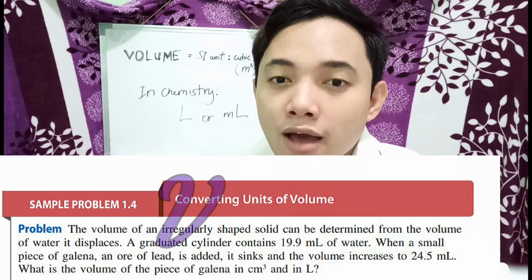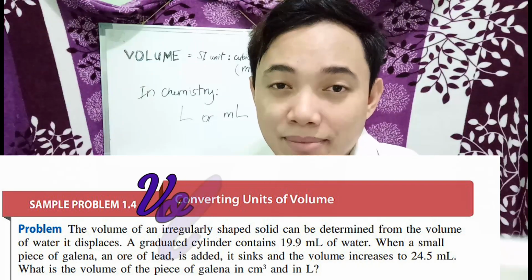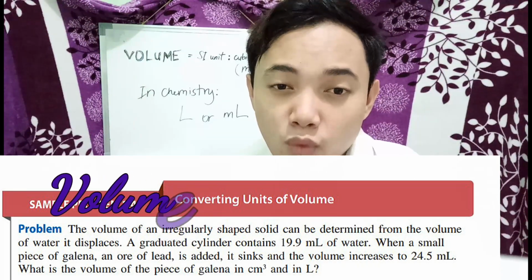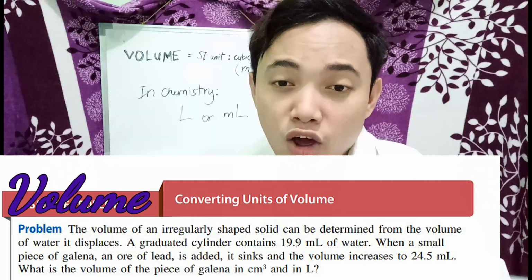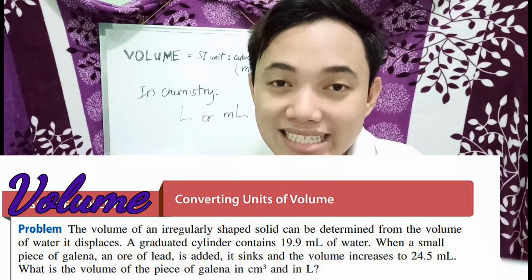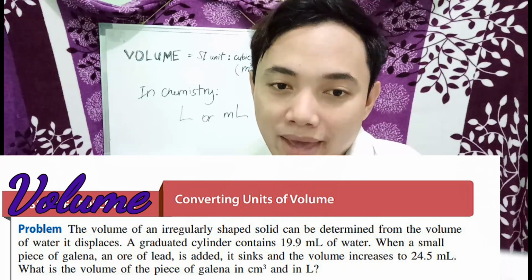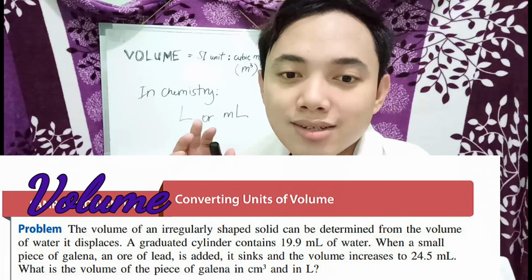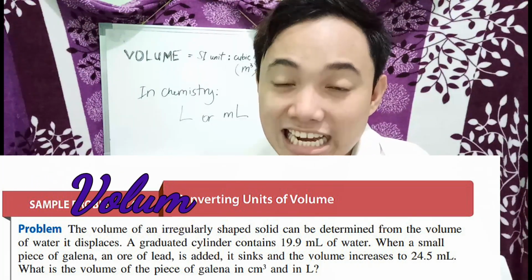So, the problem. The volume of an irregularly shaped solid can be determined from the volume of water it displaces. A graduated cylinder contains 19.9 ml of water. When a piece of galena, an ore of lead, is added, it sinks and the volume increases to 24.5 ml. So, what is the volume of the piece of galena in centimeter cube and in liter?